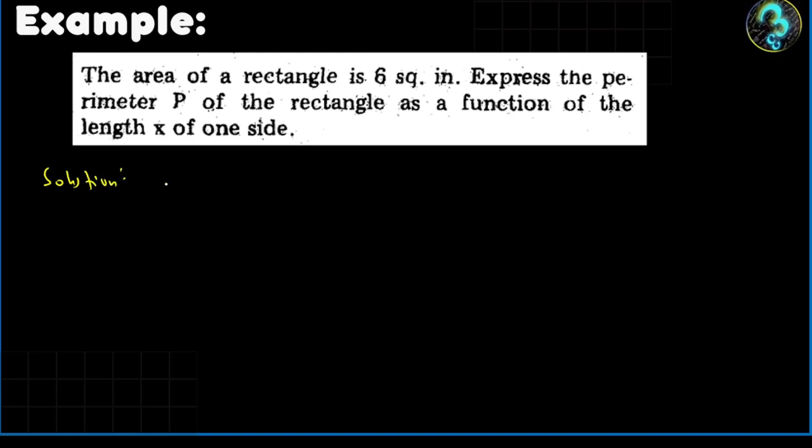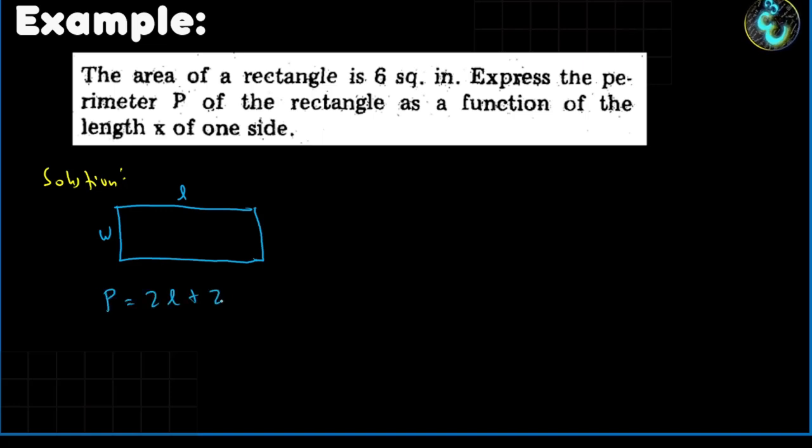So for this one, first you need to have a figure, which is a rectangle. This is our width and this is our length. The perimeter of a rectangle is 2 length plus 2 width. From the given, we need to have our length as a function of x. This will be equal to x. So we could write our equation as 2x plus 2 width. Now we need to have our width as a function of x also.